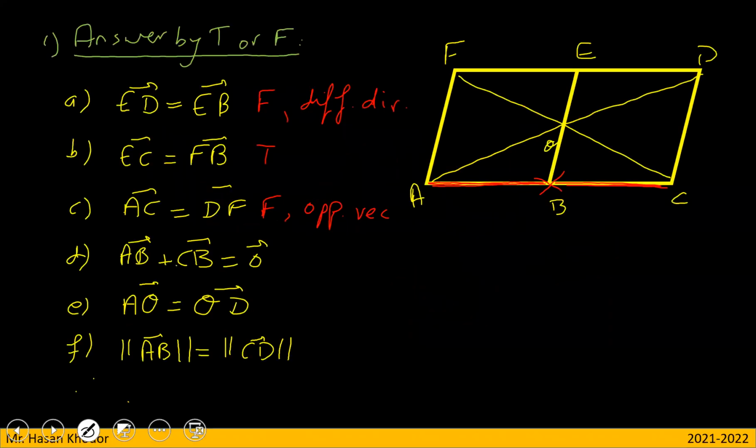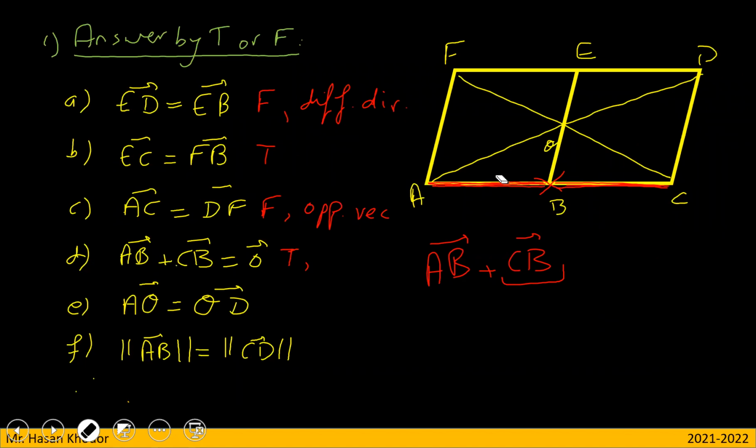Now, AB plus CB is equal to zero. This is true. Why? Because the vectors are opposite vectors and their sum must be equal to zero. You can also analyze it in other ways. For example, we have AB plus CB. I can replace vector CB by vector BA. Is CB equal to vector BA true?